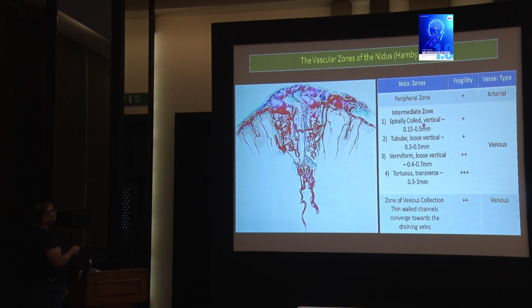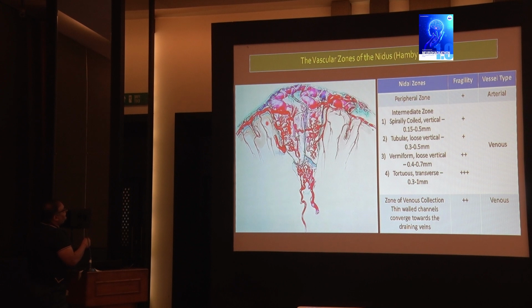When you have catheterized the vessel in the periphery of the AVM and you are entering into the nidus, once you enter into the nidus and you do super selective angio-architectural assessment of the nidus, you will find that even the nidus, which is predominantly a venous structure, is made up of various types of vessels. For example, this is the peripheral part of the AVM, this is the intermediate part of the AVM, and this is the central part of the AVM.